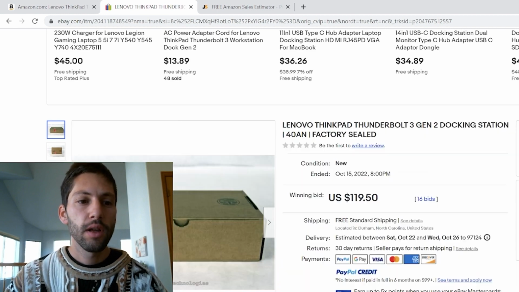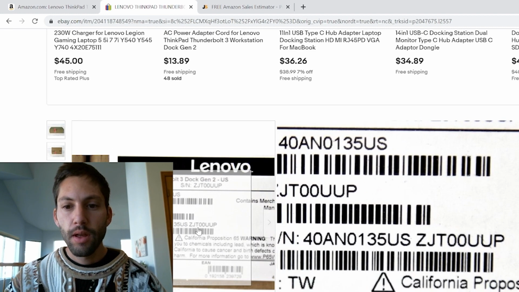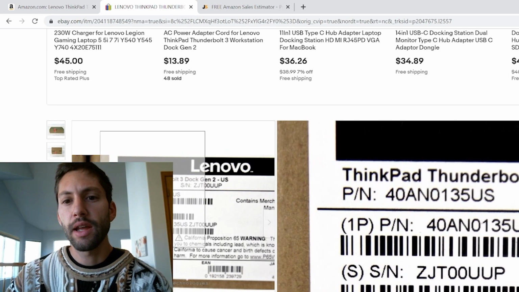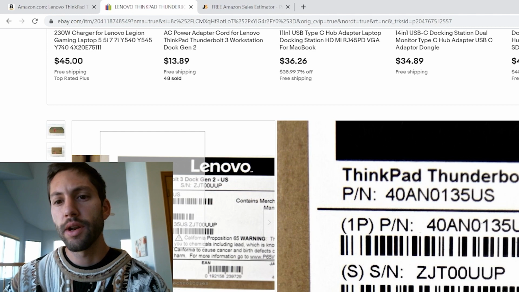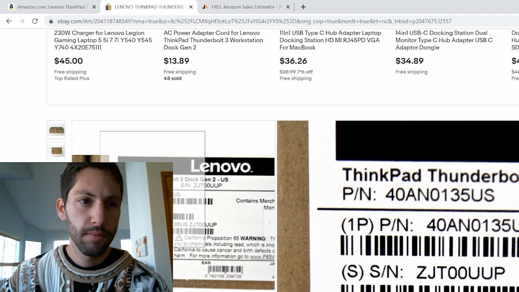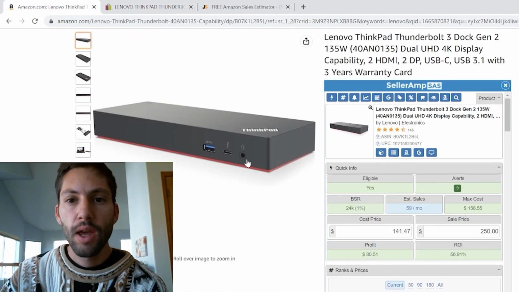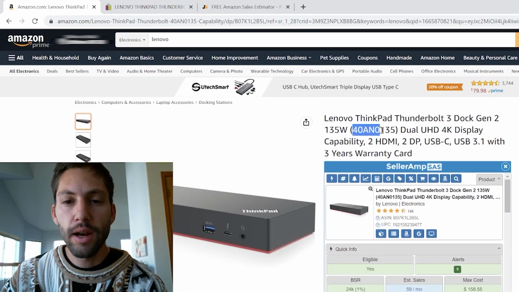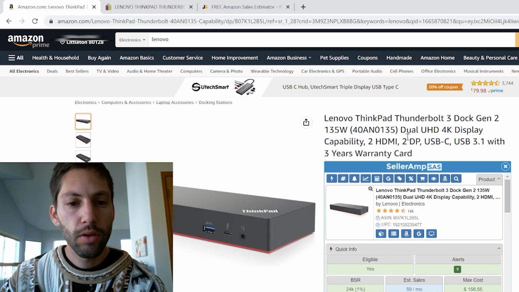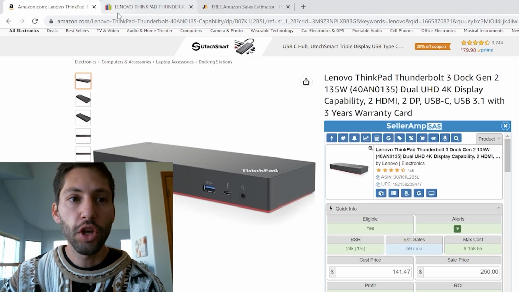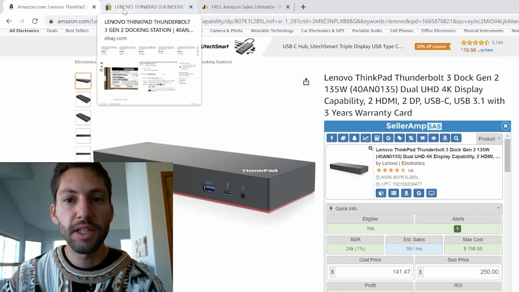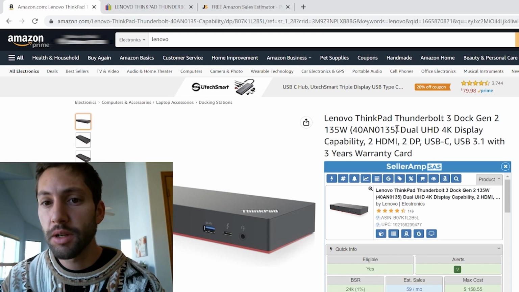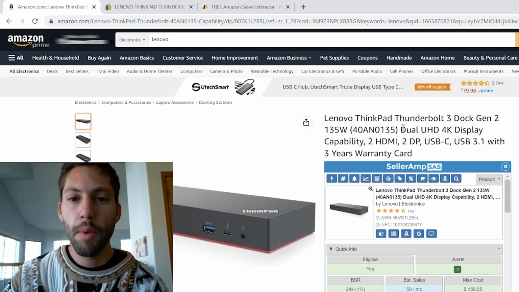So we see here that the model number is shown 40AN0135US. So that's the model number. And then here we have the 40AN135. So the same model number. The US is just saying that it's the United States model, and this is United States Amazon, so it's redundant to put it here. So we have the right model number.